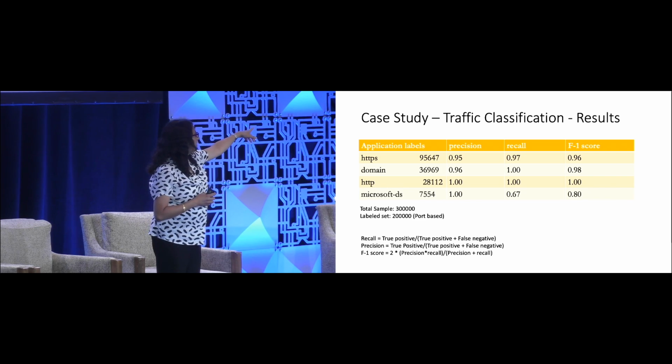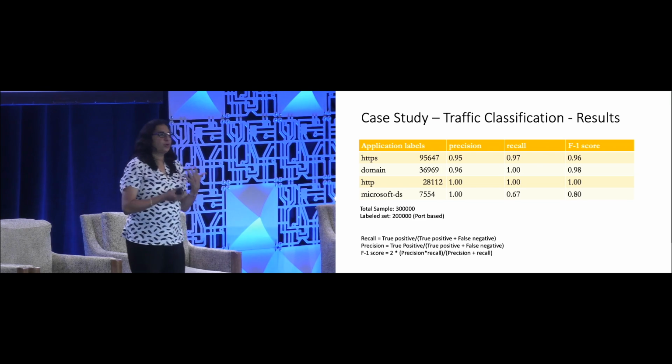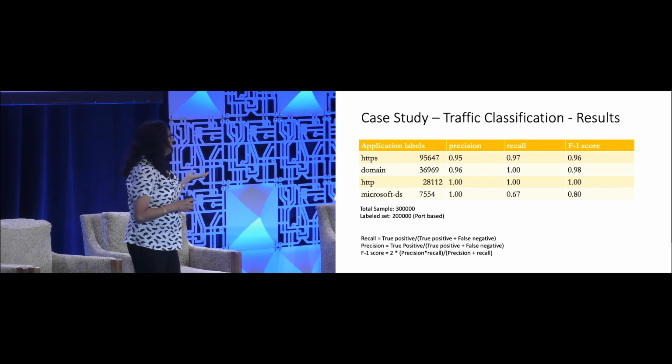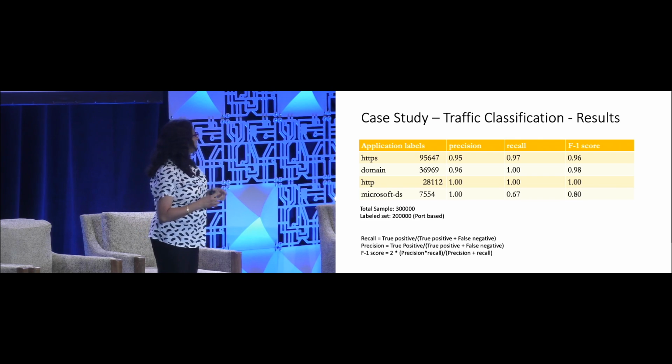So this many labels, and this was the precision and the recall. The F1 score is a combination of precision and recall. Precision is how accurately it identified, and recall is how well it was able to remember. So if you see the Microsoft domain server, it wasn't able to recall, and we think it's because the number of samples was too small.